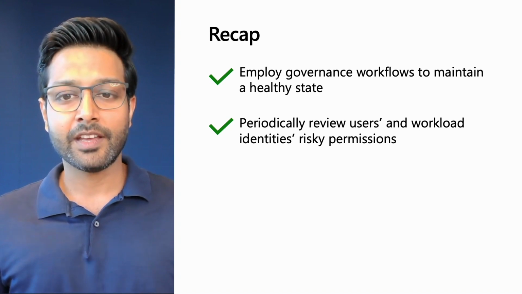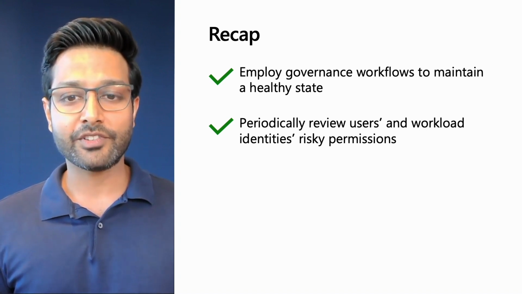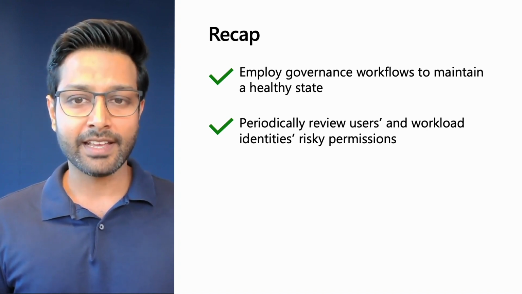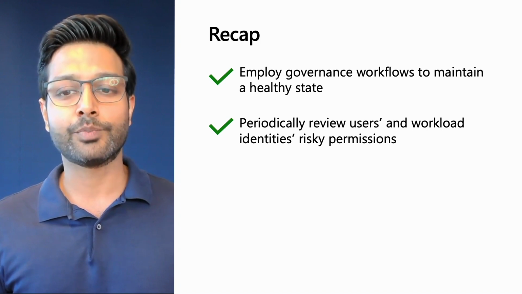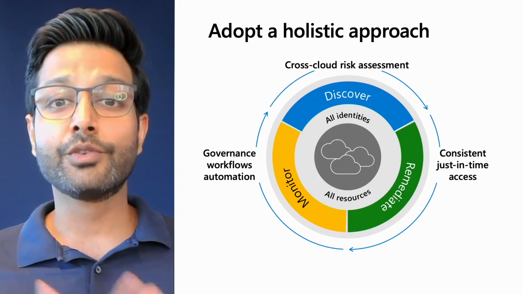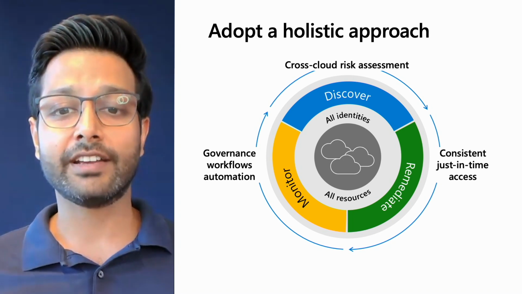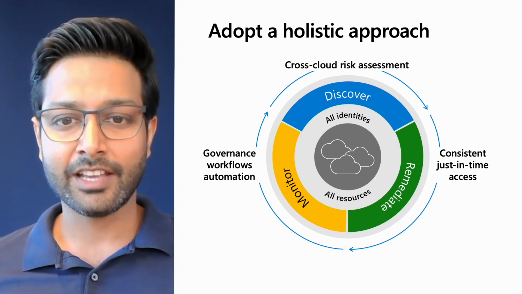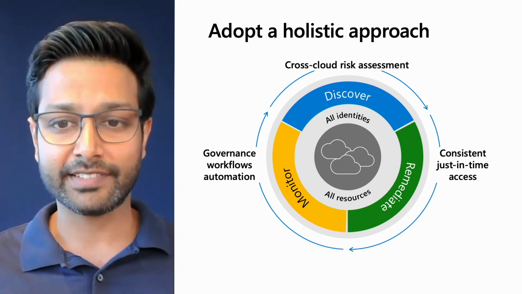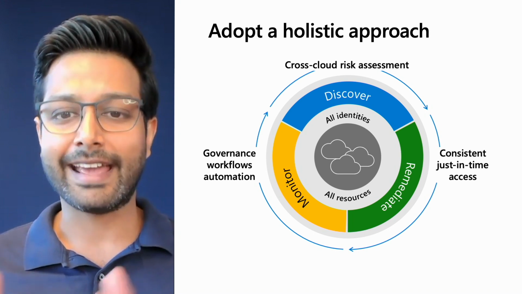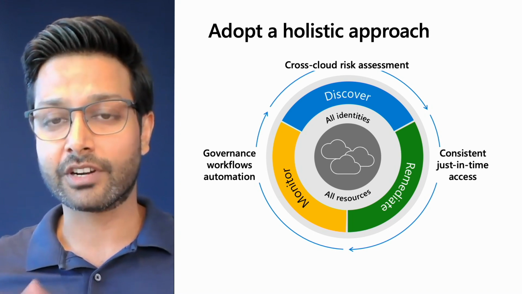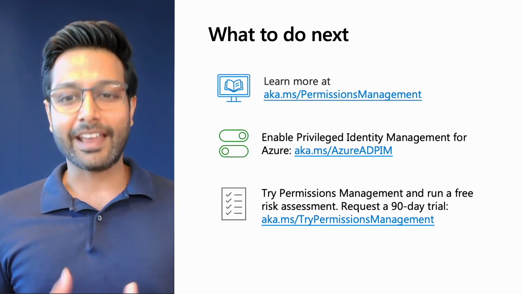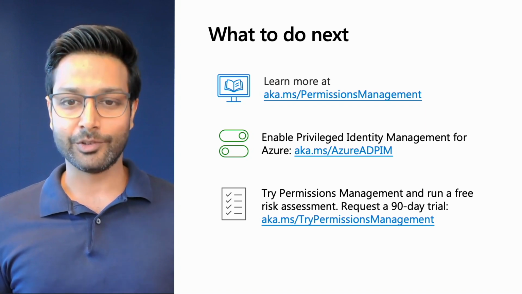To recap, by integrating governance workflows with permissions management, Rihanna is able to maintain a healthy state of her environment and continuously monitor access to privileged roles and infrastructure. Through the course of this session, we showed you how Rihanna adopted a holistic approach towards zero-standing privileges. She did this through cross-cloud risk discovery, adoption of on-demand and just-in-time access to infrastructure across clouds, and by implementing governance workflows. This brings us to the end of our session, and we hope you found Rihanna's journey useful.